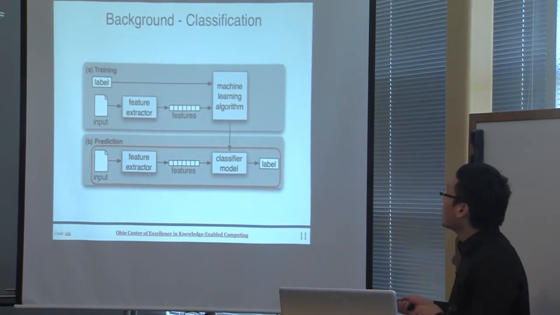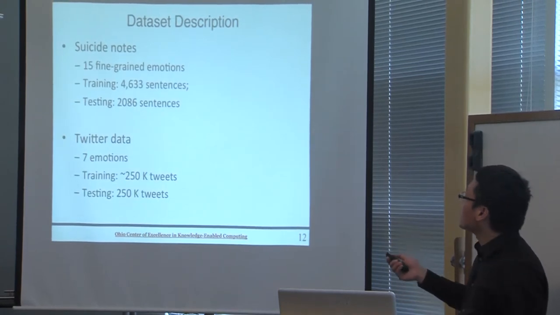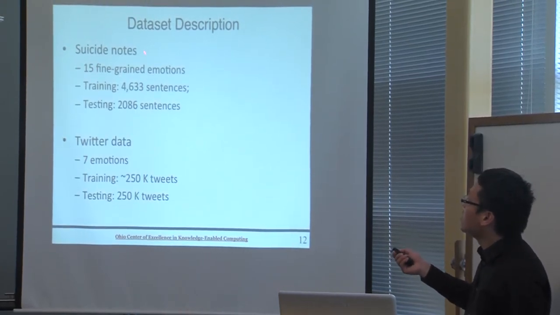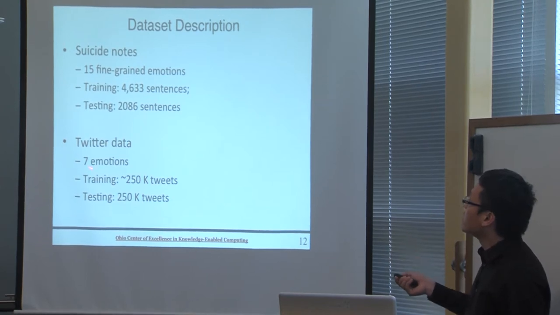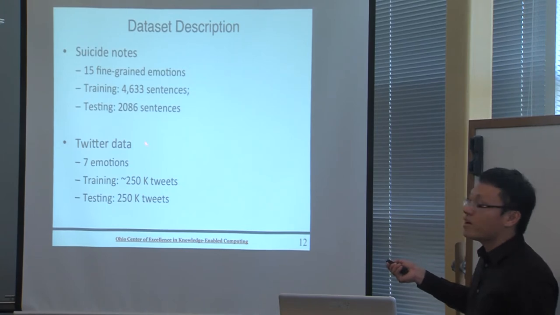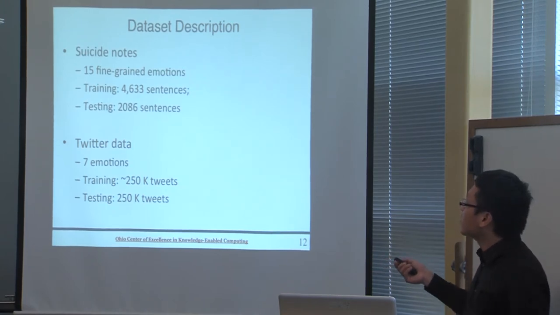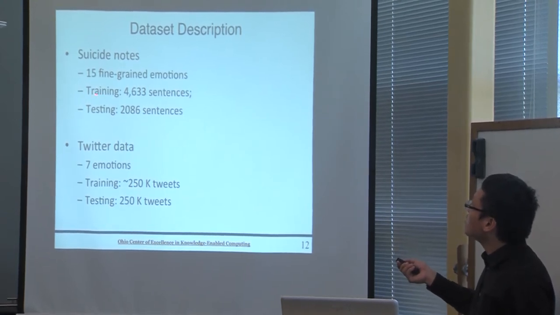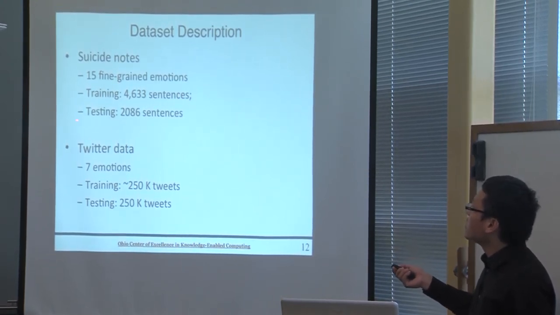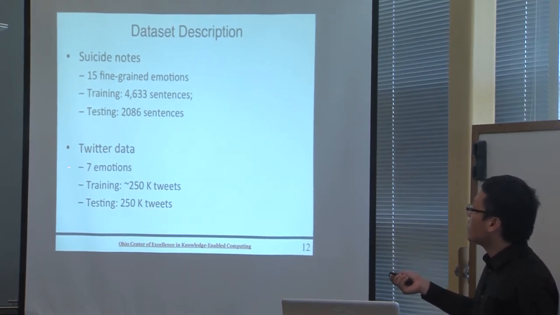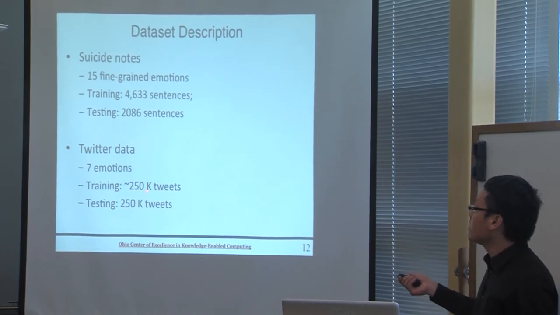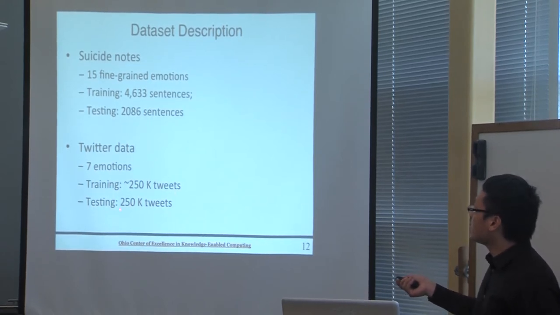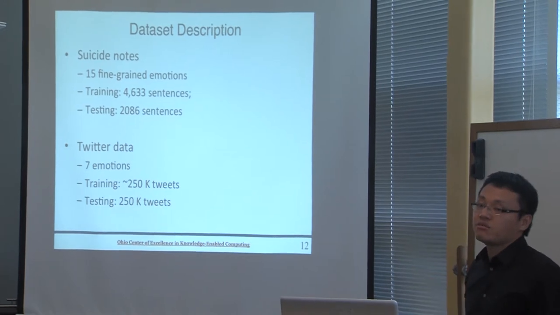Before that, I will talk about the data sets. Here, there are two data sets. One is suicide notes, which was manually labeled. The second one is Twitter data, and I'll talk in detail about how I automatically create such a data set. The first one covers 15 fine-grained emotions, and we have more than 4,000 sentences for training and 2,000 sentences for testing purposes. For Twitter data, we have 7 emotions, about 250,000 tweets for training and about 250,000 tweets for testing.